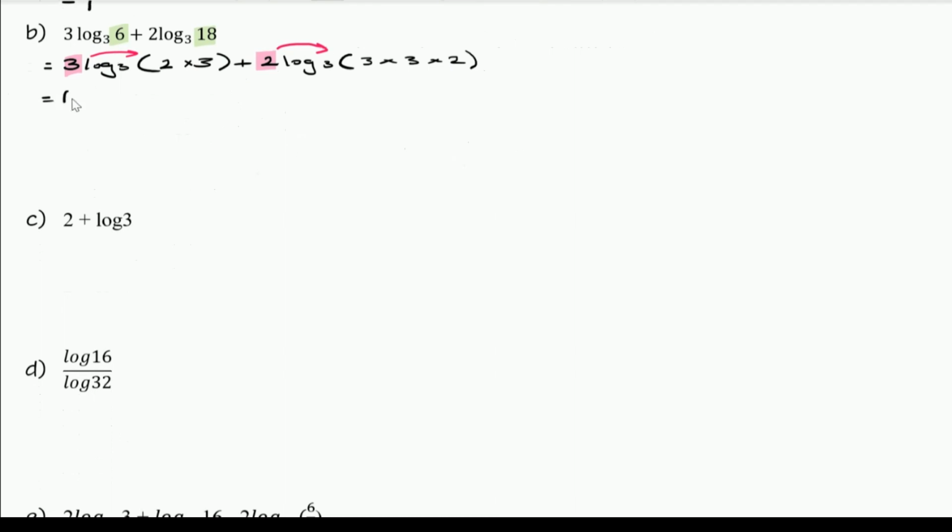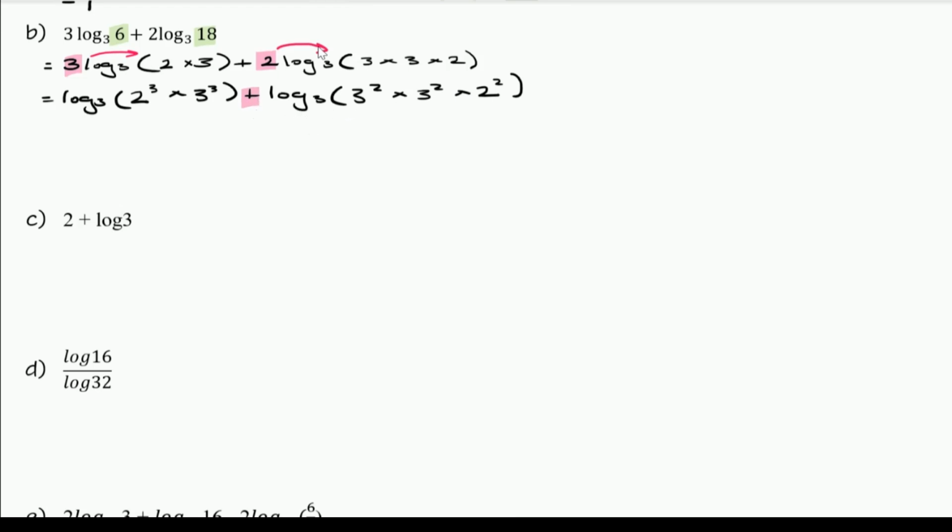So what this is going to look like is I'm going to have log base 3 of 2 to the power of 3 times 3 to the power of 3, plus log base 3, and in here I'm going to have 3 to the power of 2 times 3 to the power of 2 times 2 to the power of 2. Now that we've got this, I can apply my addition rule.